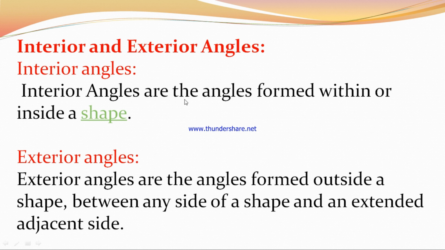Interior angles are the angles formed within or inside a shape. Any angle inside a shape is called an interior angle. Exterior angles are the angles formed outside a shape. Any angle outside of the shape, between any side of a shape and an extended adjacent side, is called an exterior angle. We will discuss these angles in a figure.